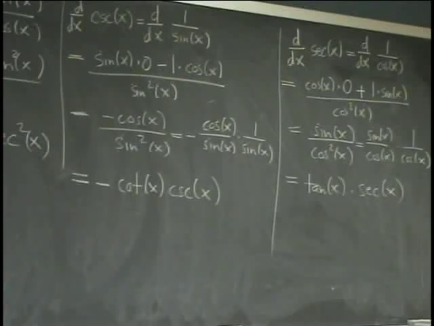I'm going to rewrite this since, traditionally, when you write these in books, you swap these two terms. Of course, it doesn't matter. So it's kind of neat. When you take the derivative of cosecant, you get another cosecant, multiplied by cotangent, and you pick up a negative. And secant is just secant again times tangent. And then the last one is the derivative of cotangent.